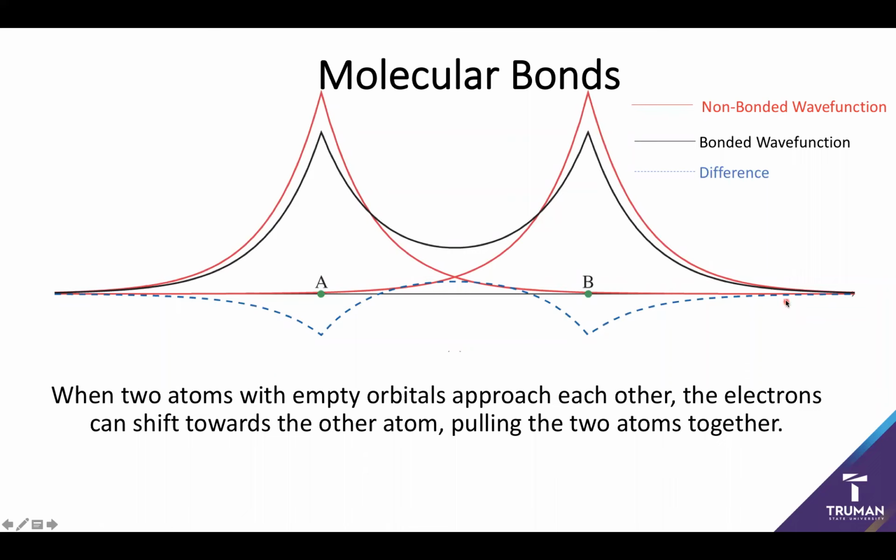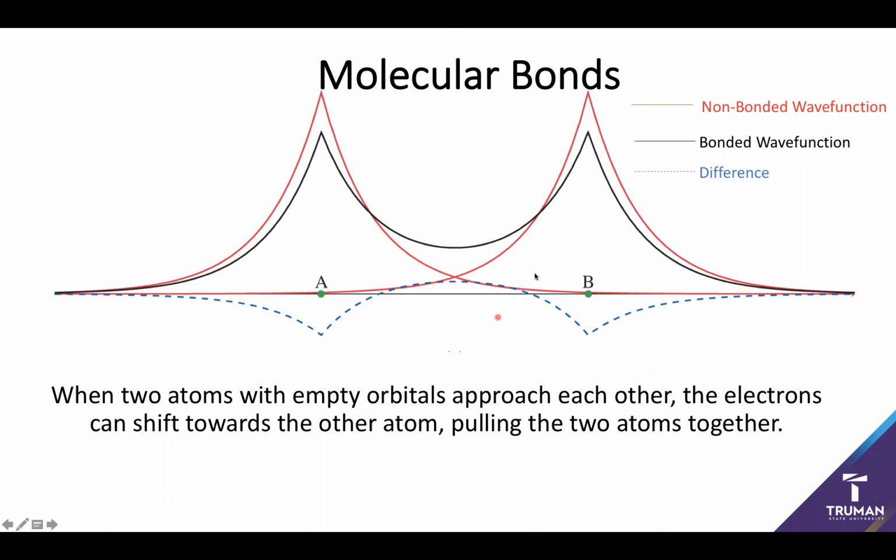So the electrons are equally likely to be on one side of the atom as another. However, as these two atoms, A and B, start approaching each other, what we tend to see is that the electrons are going to spend more and more time in the middle of these two nuclei, which means they're spending a little bit less time away from the two nuclei.